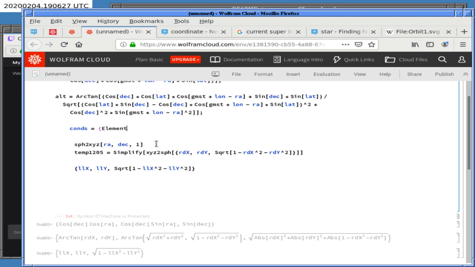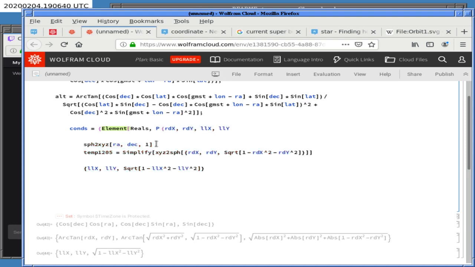Element reals, rdx, rdy, llx, lly. Now I'm going to put something in here that appears to not make sense. And I think I need a list here. We're not using rdz or llz, so you're kind of wondering why I'm putting it in here. It's because we will use it later.